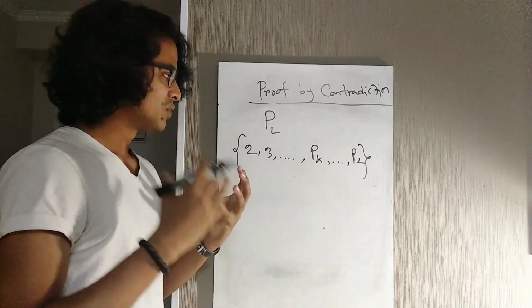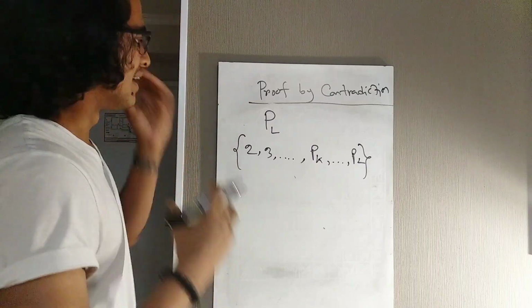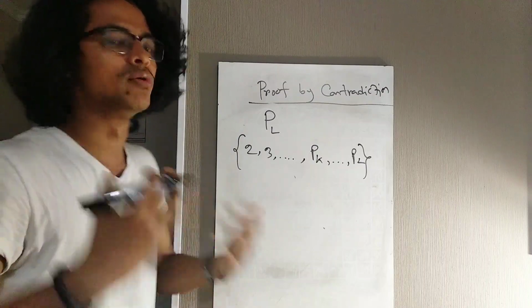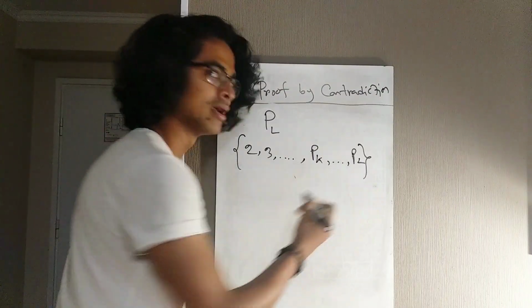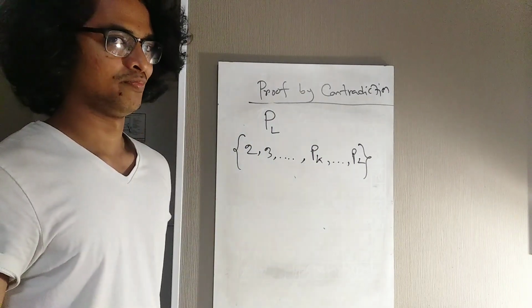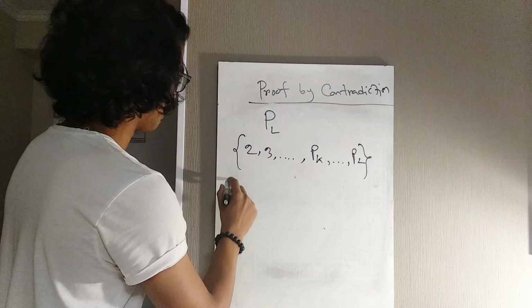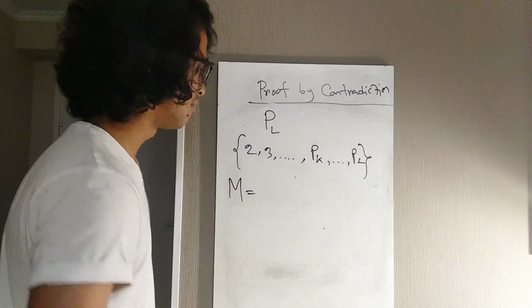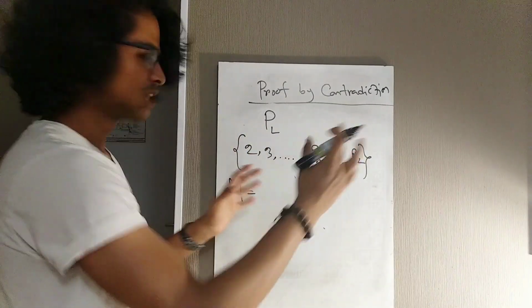Now, what Euclid did was also quite genius. He said, okay, let's form a new number. Let's construct a new number which will be the multiplication of all the primes plus 1. Let's call it M. M is a new number. What is this number? M is the multiplication of all the primes plus 1.